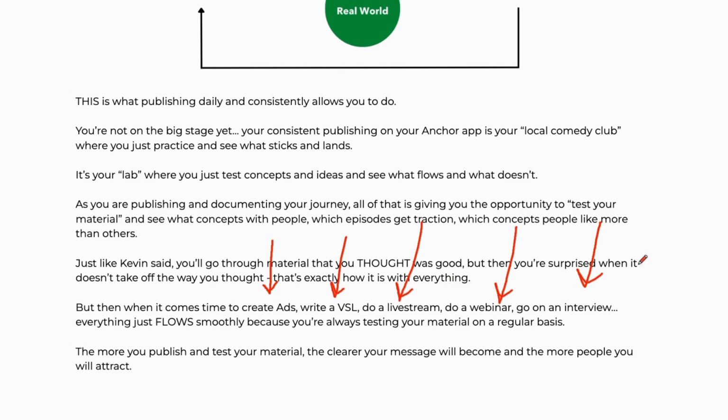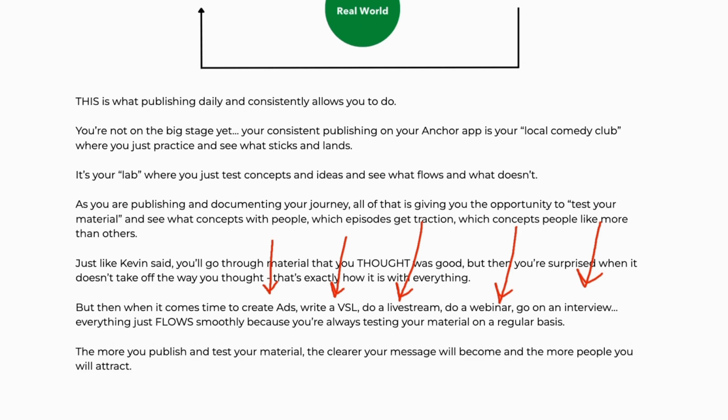You know what resonates. You know what's going to hit. You know exactly how the audience is going to respond. So because you've tested it and put in the reps, the more you publish, the more you will be able to test your material, and then ultimately the clearer your message is going to become, and the more people you are going to attract throughout that entire process.